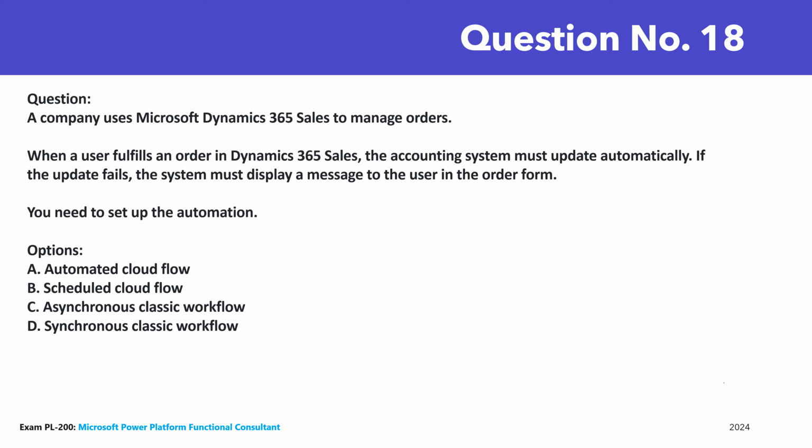Question: A company uses Microsoft Dynamics 365 Sales to manage orders. When a user fulfills an order in Dynamics 365 Sales, the accounting system must update automatically. If the update fails, the system must display a message to the user in the order form. You need to set up the automation. Options: A. Automated cloud flow. B. Scheduled cloud flow. C. Asynchronous classic workflow. D. Synchronous classic workflow.